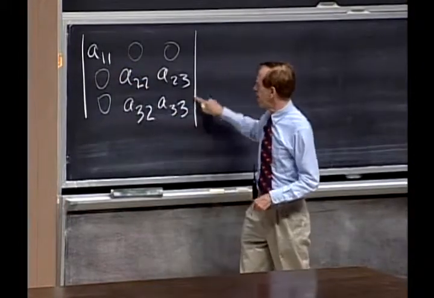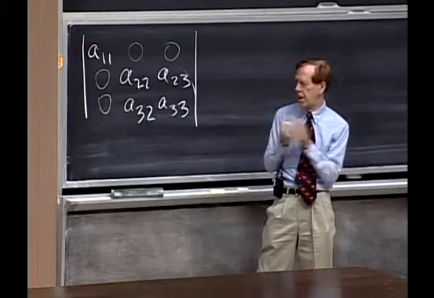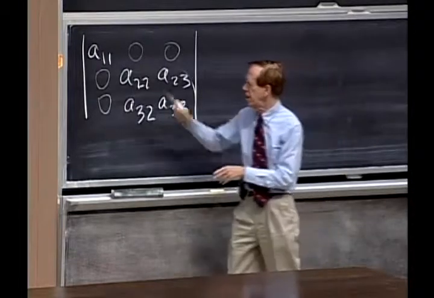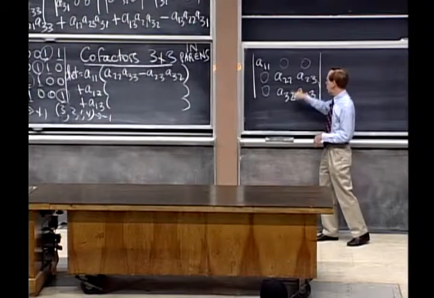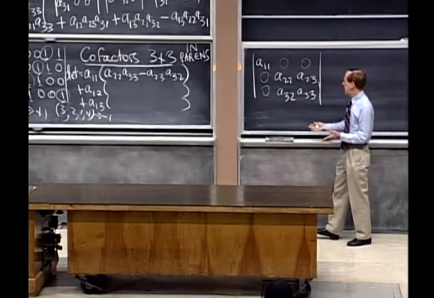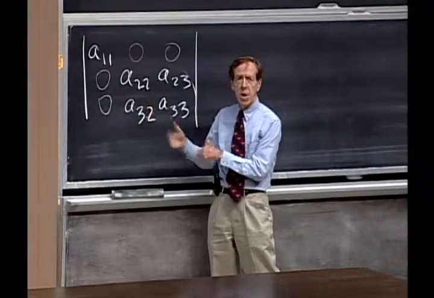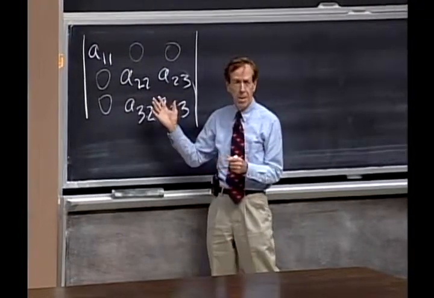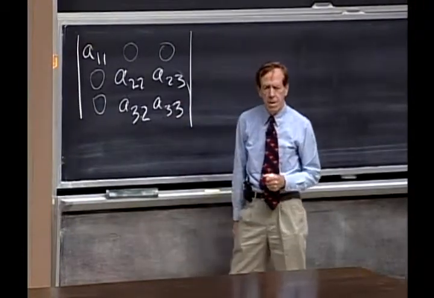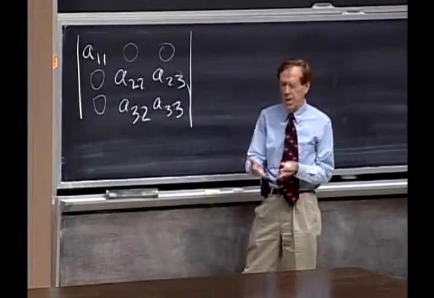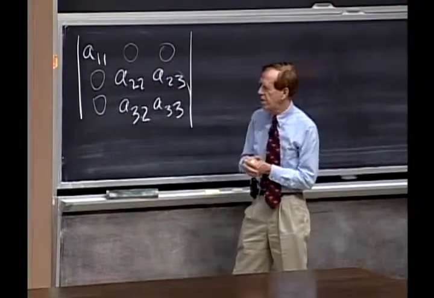A11 multiplies the determinant of this smaller guy. That gives me all the A11 part of the big formula. The determinant of this smaller guy is A22, A33 minus A23, A32. In other words, once I've used column 1 and row 1, what's left is all the ways to use the other n-1 columns and n-1 rows, one of each, and that's the determinant of the smaller guy of size n-1. So that's the whole idea of cofactors.